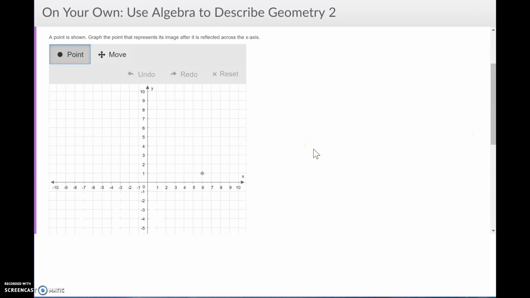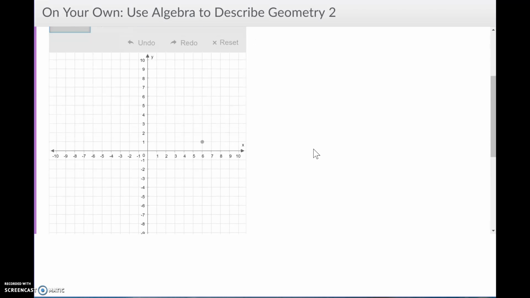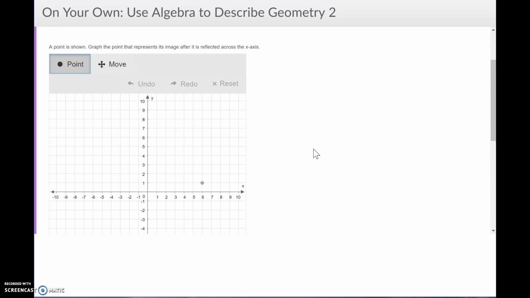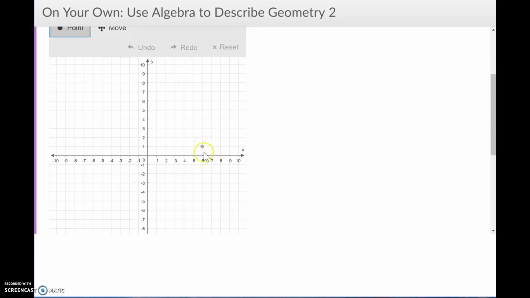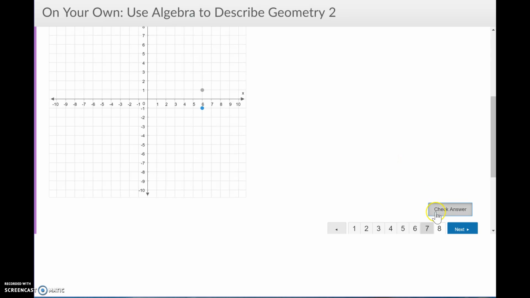Our next one, the point is shown on the graph, and it represents its image after it is reflected across the x-axis. So it's just going to reflect across the x-axis. One away from the x-axis here. It's just going to be one away here. Let's see if that works. That is correct.